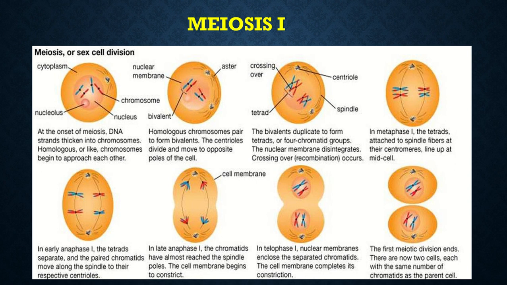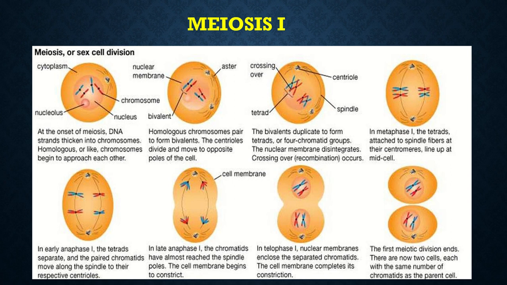This is followed by anaphase, where the tetrads get separated. That means they are pulled, and paired chromatids are pulled towards the 2 opposite poles of the cell. As anaphase comes towards its end and makes way for telophase, we see the chromatids have almost reached the spindle poles. The cell membrane begins to constrict.